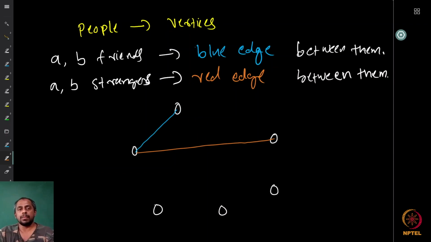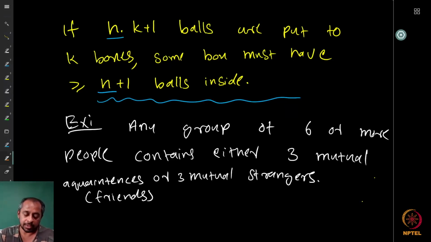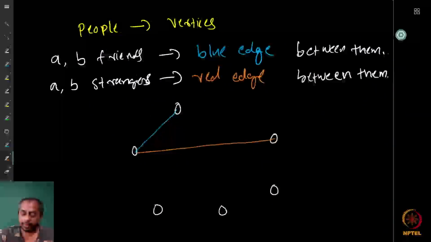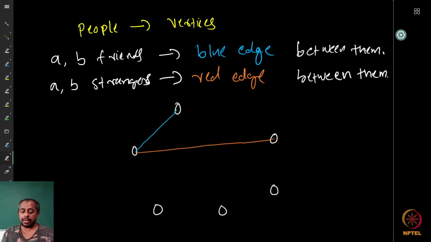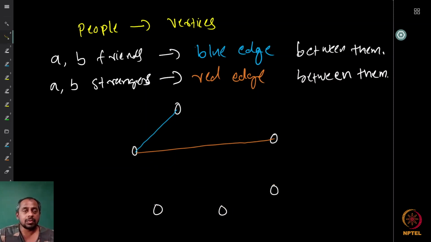Now, by our pigeonhole principle, the second version that we looked at, if n times k plus 1 balls are put into k boxes, some box must have greater than or equal to n plus 1 balls inside. Here we have 5 possible edges going out of this guy. If I select this guy, there is one edge, 2, 3, 4, and 5 edges going out. We are going to color all of them with just 2 colors, either blue or red. If they are friends, blue edge. If they are not friends, red edge.